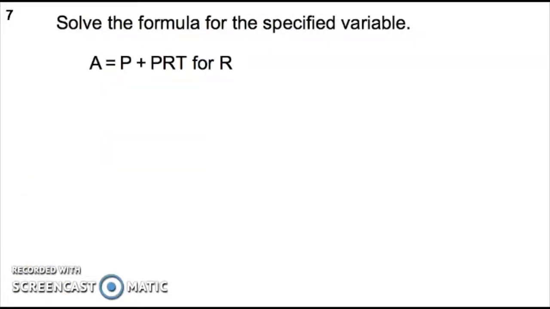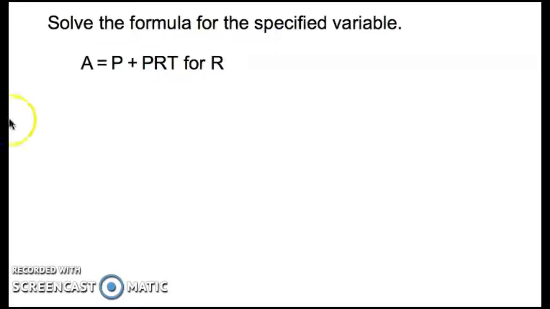Number 7. We are solving a equals p plus prt for r. So highlight the r, and now we got to move everything away from that. So the first thing we got to do is get this whole term here by itself. So that means we got to move this away from it. To do that, we subtract p from both sides because it's positive and in the front, and these two terms are being added. So we'll have a minus p equals prt.